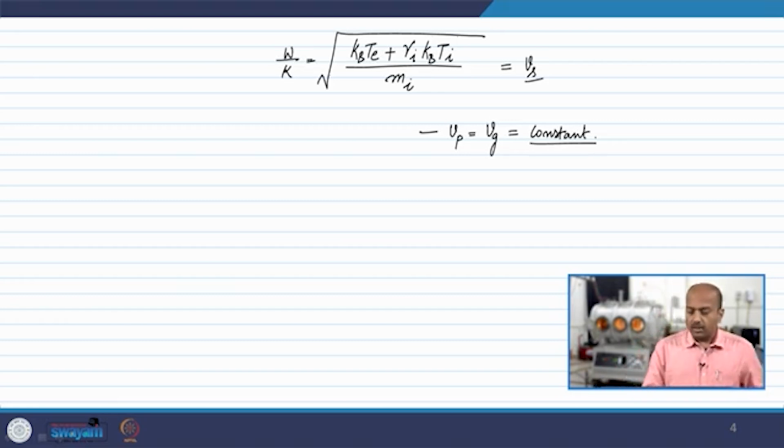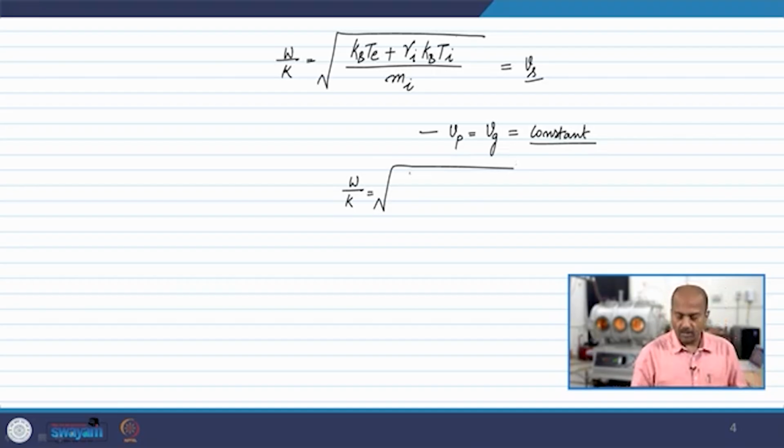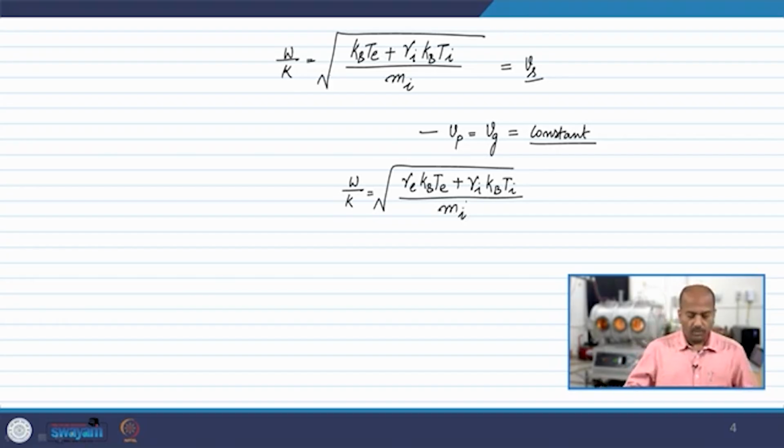We can also write this expression in a more general fashion, where omega by k is, if the electron is assumed to be traveling very fast and not making any assumption that the plasma is isothermal, a generalized expression as gamma e kB Te plus gamma i kB Ti divided by mi. So, this is the speed of the acoustic wave traveling in the plasma.